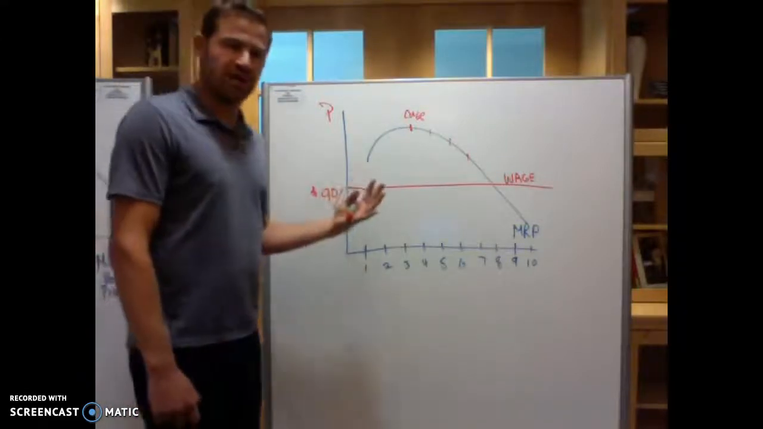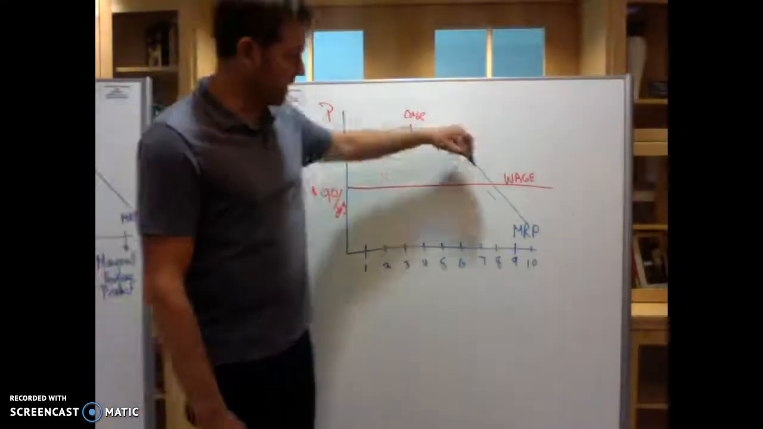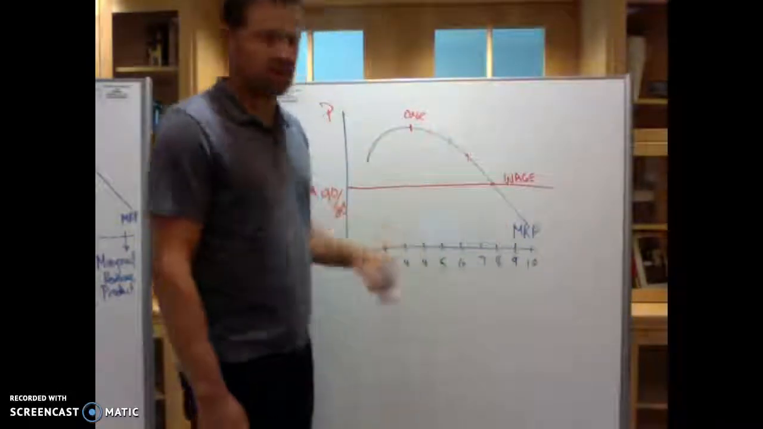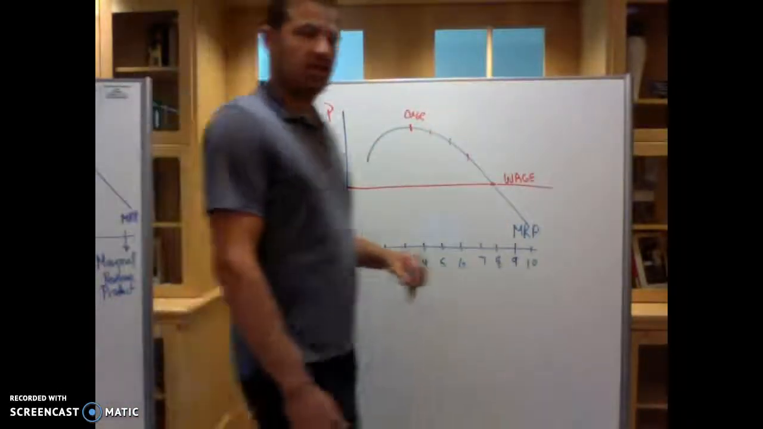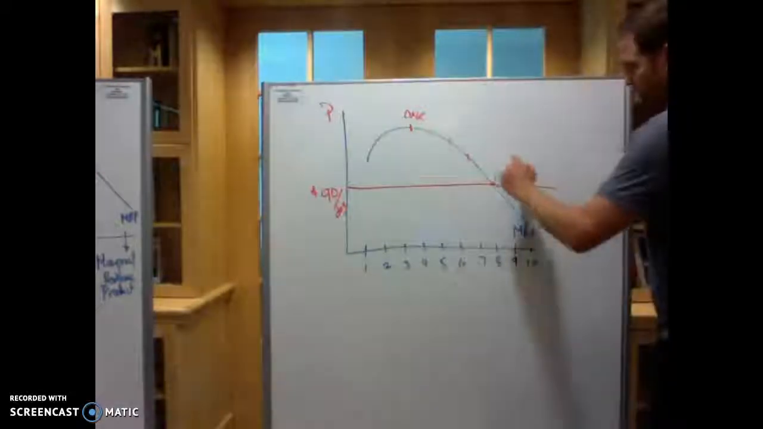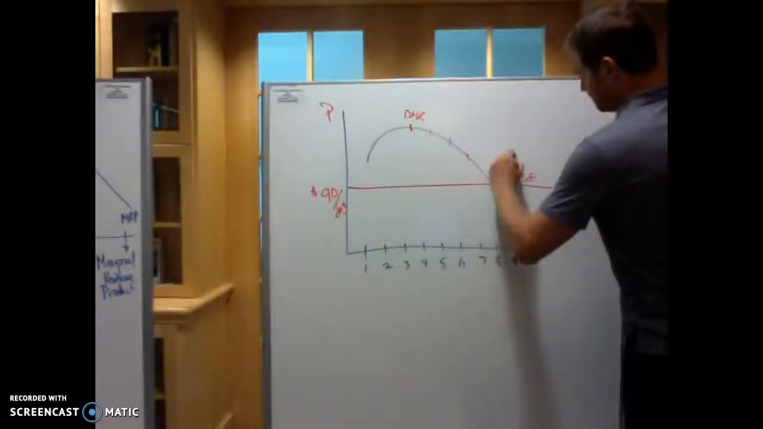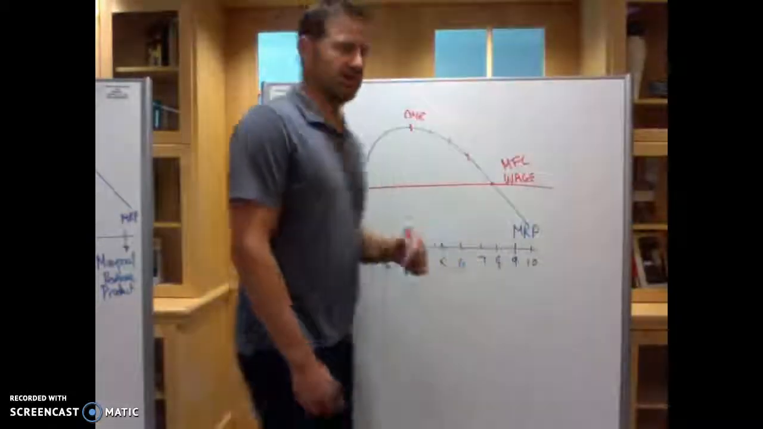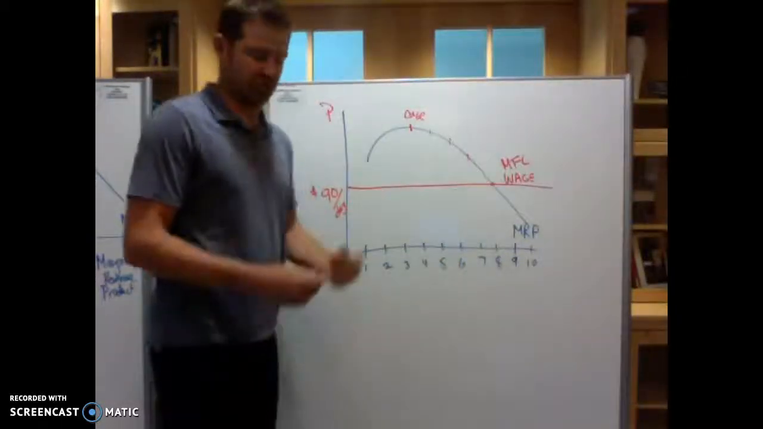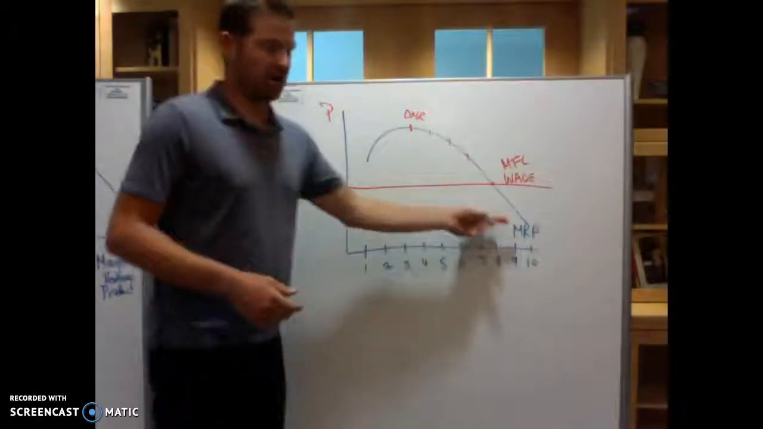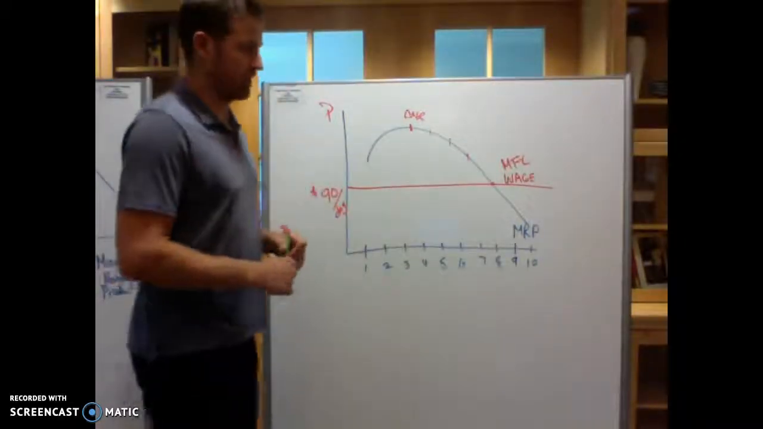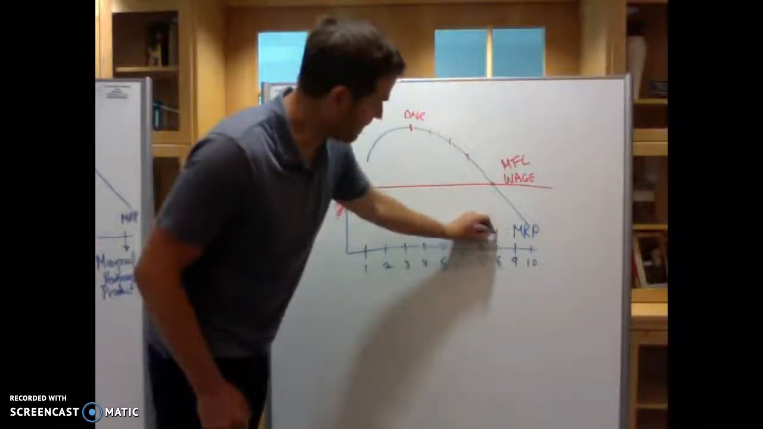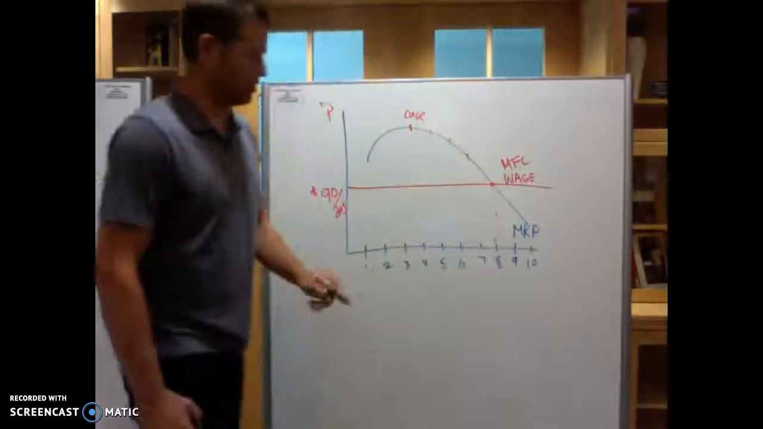And how a firm decides when to stop is when the wage crosses the marginal revenue product. The wage is sometimes called MFC, or marginal factor cost, just the idea of the amount that you're paying for the next worker versus the amount of value that next worker is bringing in. So you basically stop at this eighth worker, okay?